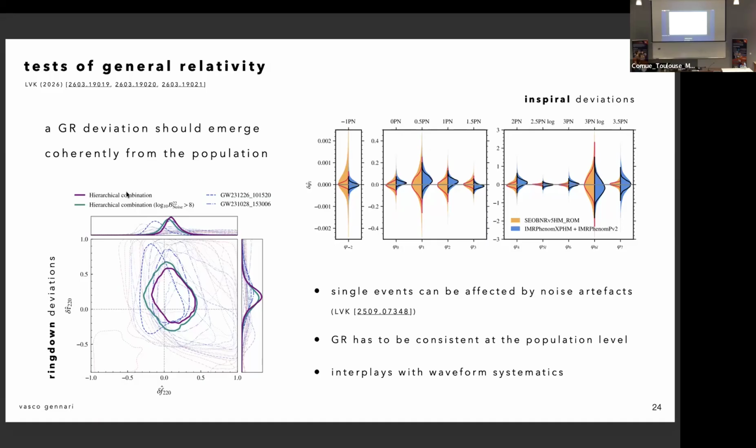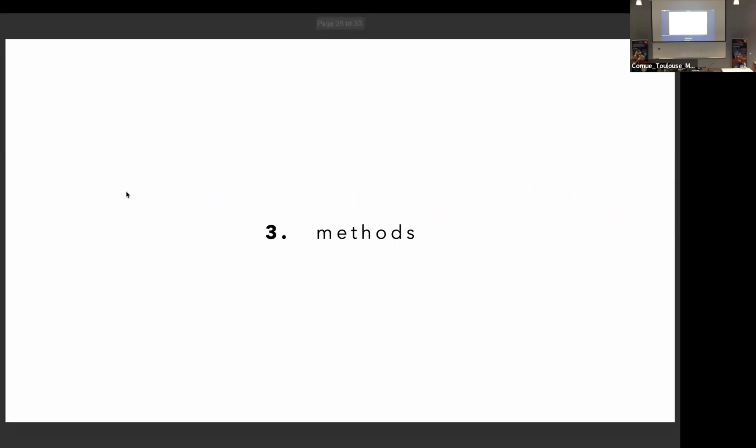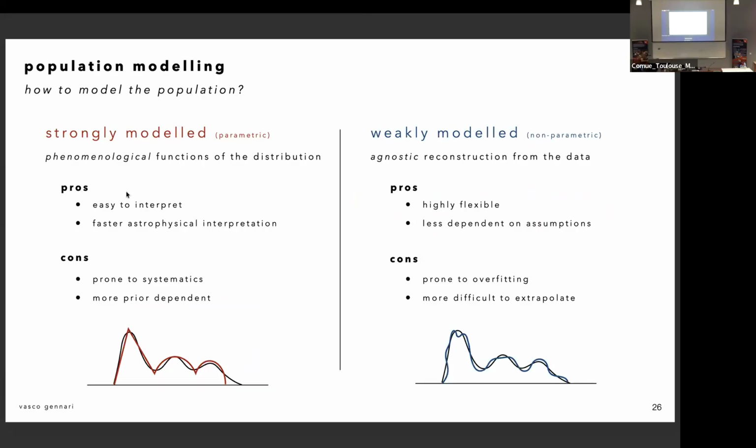Right, so moving towards the conclusions, I'm going to talk to you about the ways in which we actually parameterize these populations. What are the methods that we use? I'm going to divide this into 2 main classes of approaches. We have strongly modeled approaches, which are often called parametric. This means specifying a phenomenological function for the distribution. This is easy to do, easy to implement, and possibly easy to interpret.